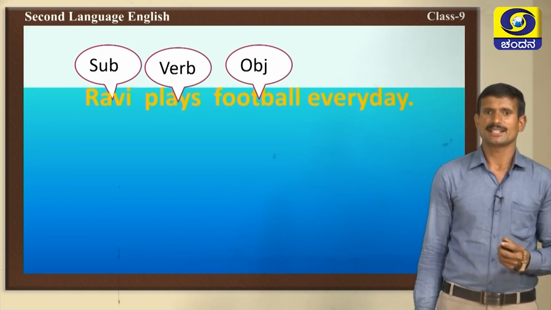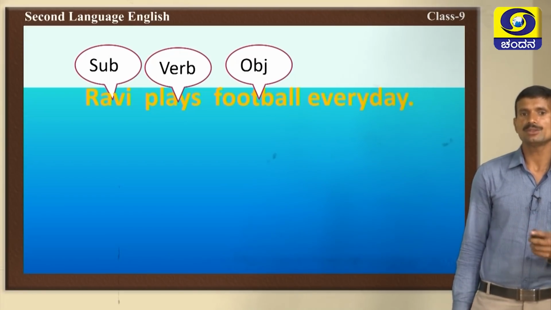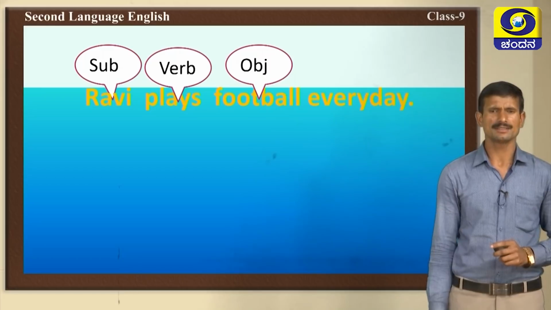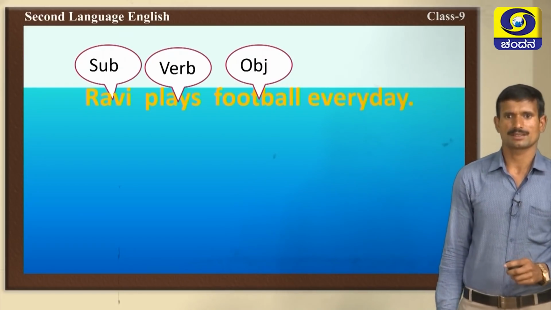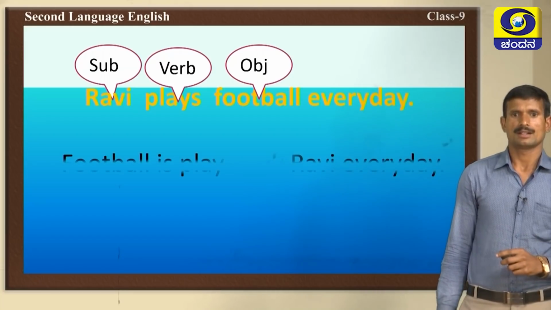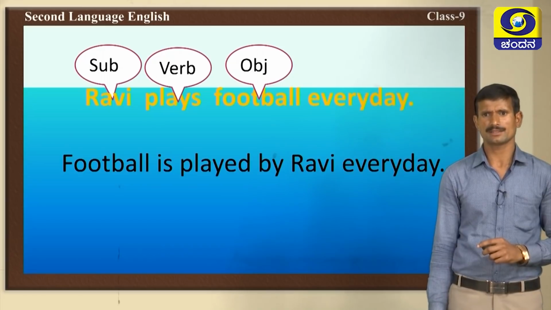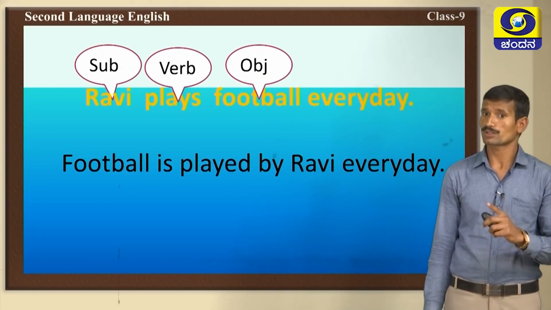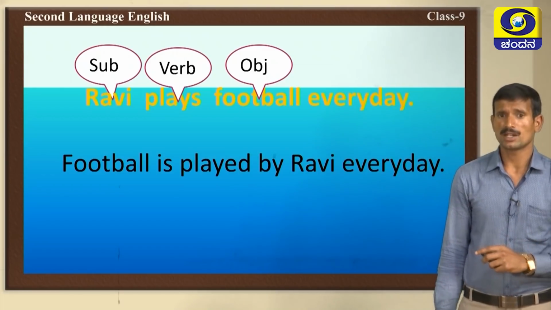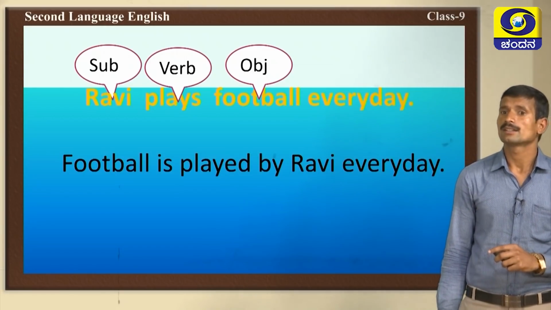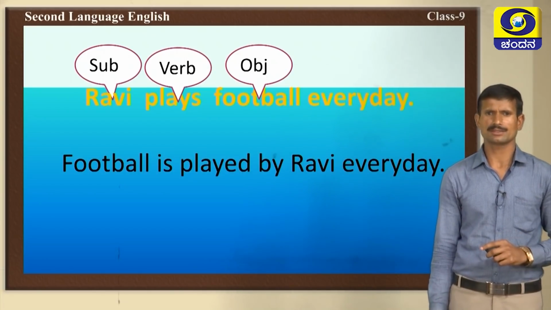How can we change this sentence into passive form? You must change the object into the subject place. What is the object here? Football. Yes, very good. Football. Next is. Why should we use is here? Yes, you must know this one. Dear children, see this. Football is a singular noun.